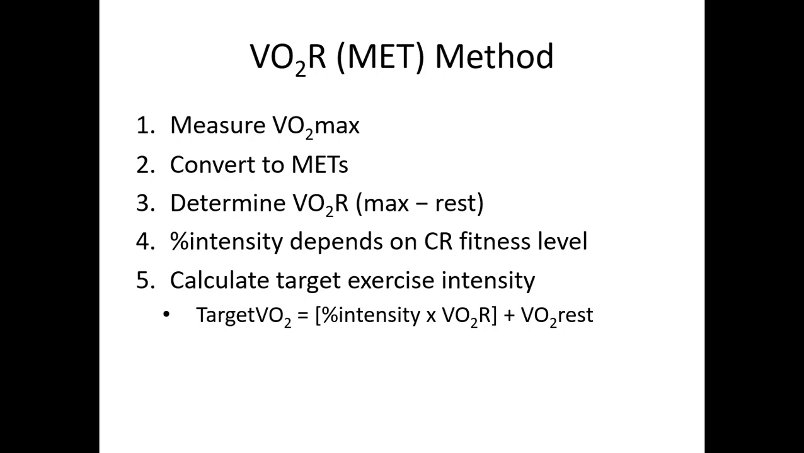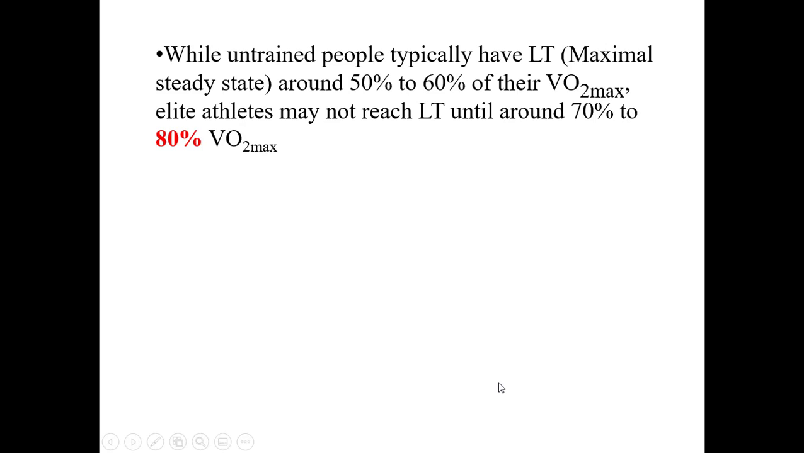And based on your percent exercise intensity, multiply your exercise intensity by the VO2 reserve and add the resting value again. Resting MET is 1, so add 1 again. That is our target oxygen consumption, or our exercise intensity. I think it's confusing, right? But I'll show you the example. It's easy, don't worry.